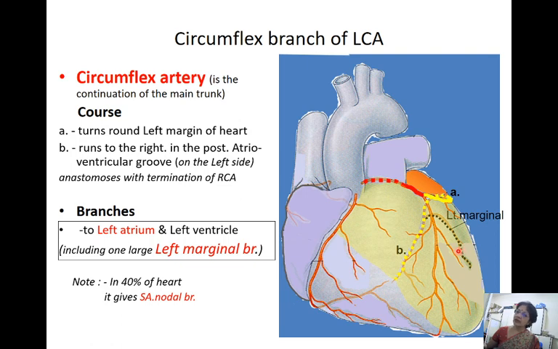40% of the heart, I said 2 by 5. This yellow artery will also give off the sinoatrial nodal branch. How will it be able to do that? The SA node is somewhere here. Remember, that's where it was from. But on the back side, when you look at the back, the atrium is pretty close. So the left atrium will finish. The right atrium, some of it is still there on the posterior surface.